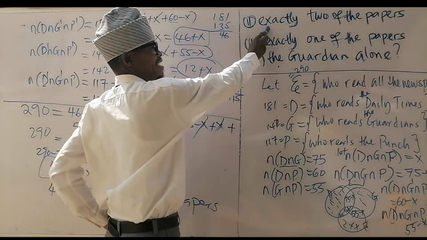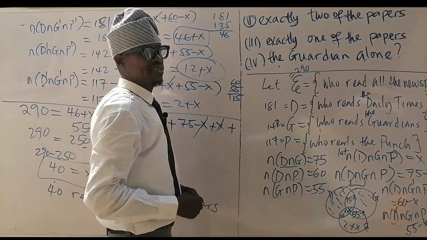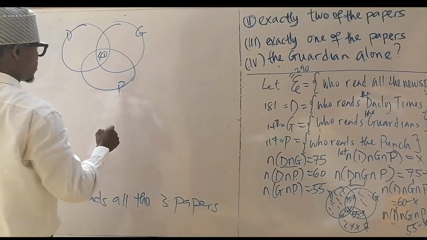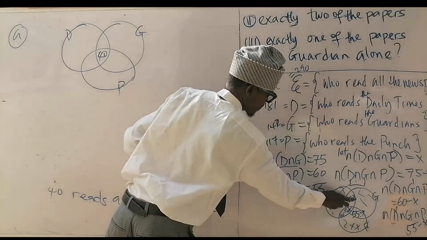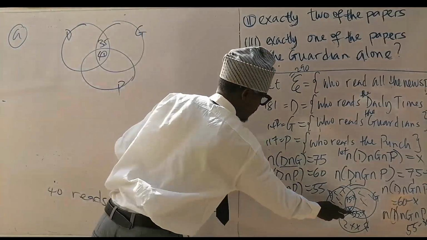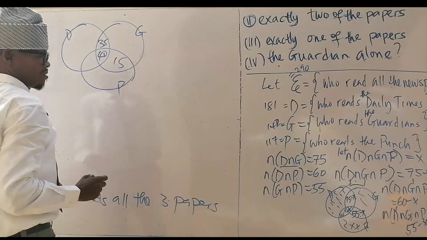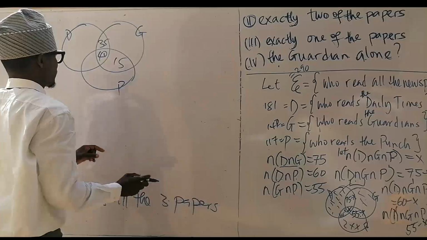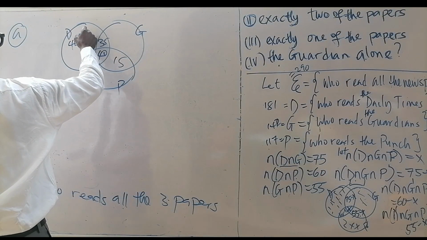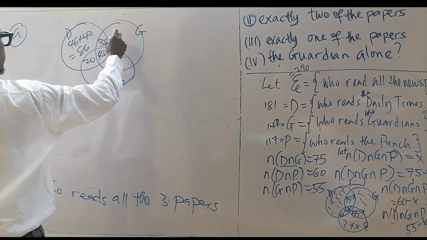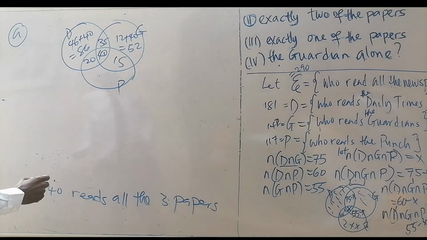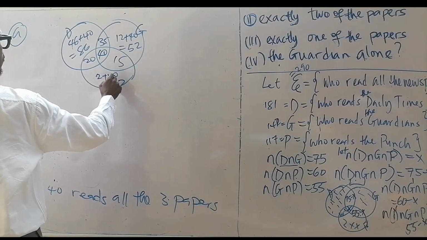Then we go to this part, exactly 2 of the papers. I got 40 here. So here 75 minus 40, that's 35 here, and then 55 minus 40, that's 15 here, and then 60 minus 40, that's 20. It's 46 plus 40, making 86 here. This 12 plus 40, 52 here, 2 plus x, so this is 42.